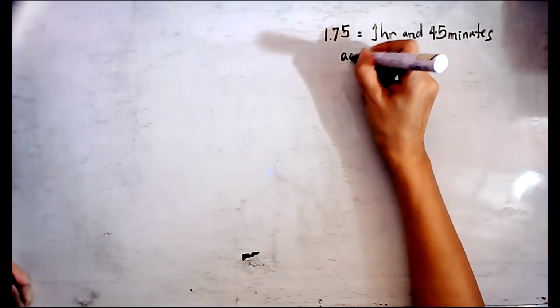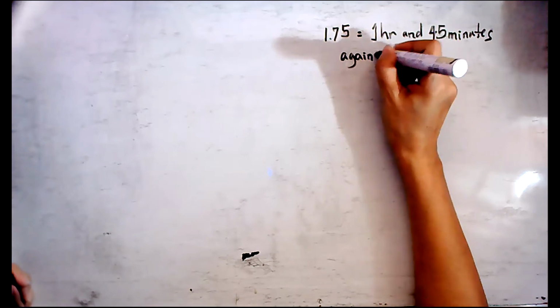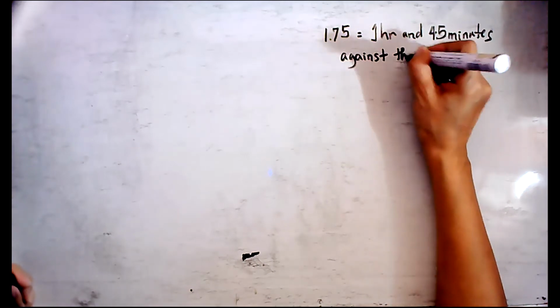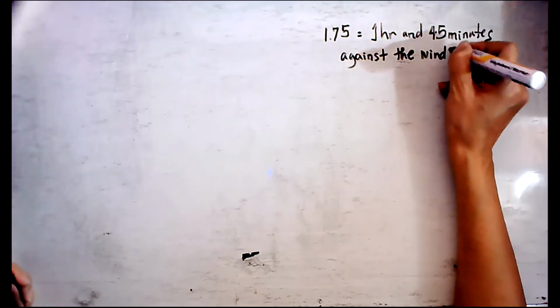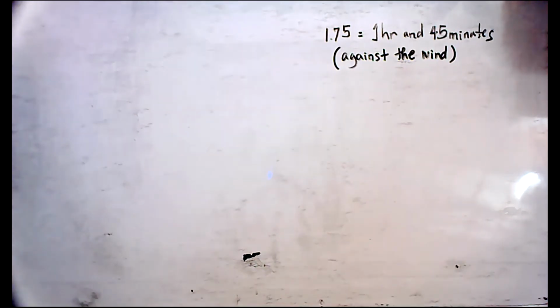So this is the time that would take the airplane to travel if it is traveling against the wind. So meaning the wind direction is opposite to the direction of the airplane. And according to the problem, the plane will cover the same distance in 1 hour and 15 minutes.